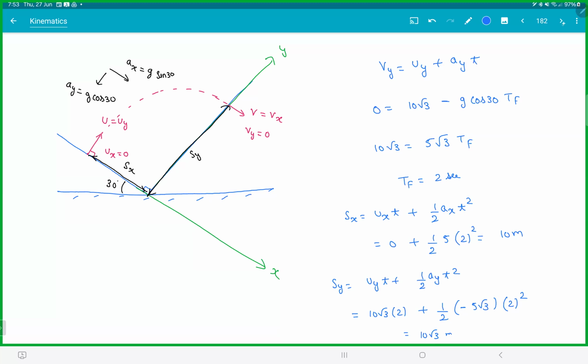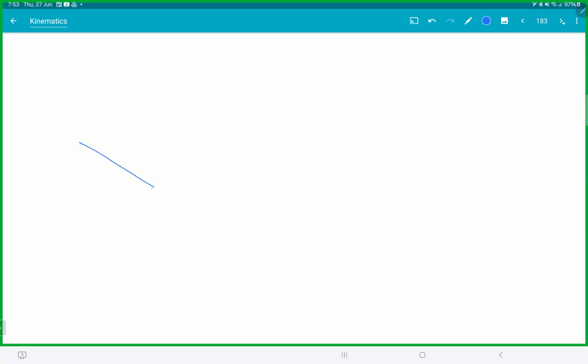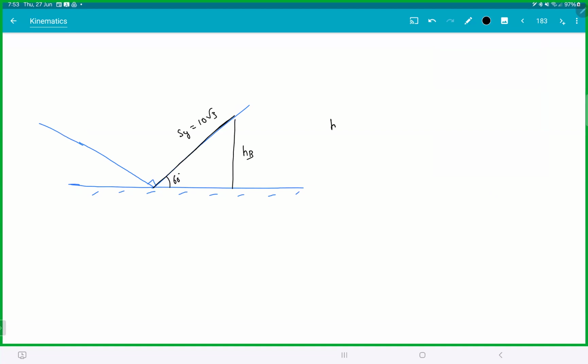Now remember, what I got is Sx and Sy. I didn't get what I want. So what you found was this. I'll turn the page. You found out this guy, Sy, which was 10 root 3, but I was asking you this one, HB, and this angle is 60. So HB is Sy sine 60, which was 10 root 3 into this, 15 meters.